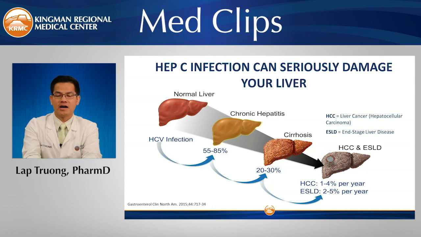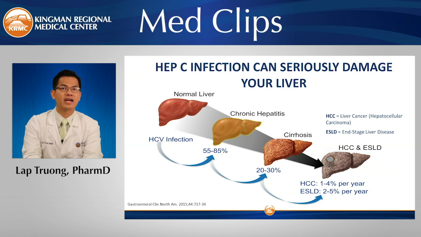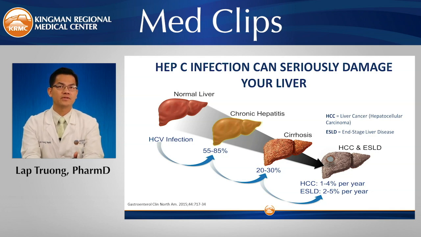What is the process after you get chronic hepatitis C? This diagram shows you the process and also the percentage chance of going from chronic hepatitis through cirrhosis, and then the chance of getting end-stage liver disease and/or liver cancer. The very top one is a normal, healthy liver, and then when you get infected with Hep C, 55 to 85% of those will lead to chronic hepatitis C.